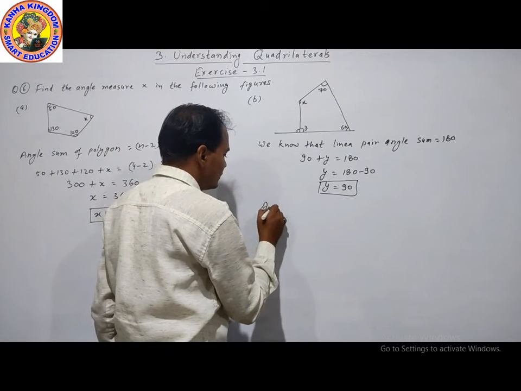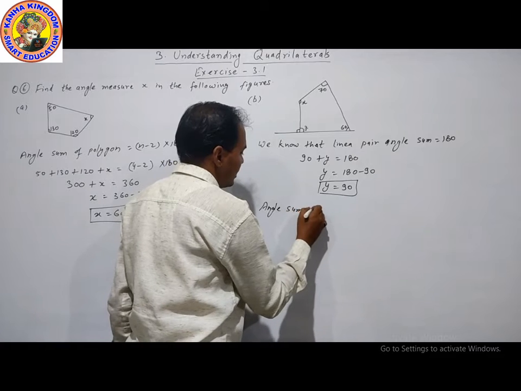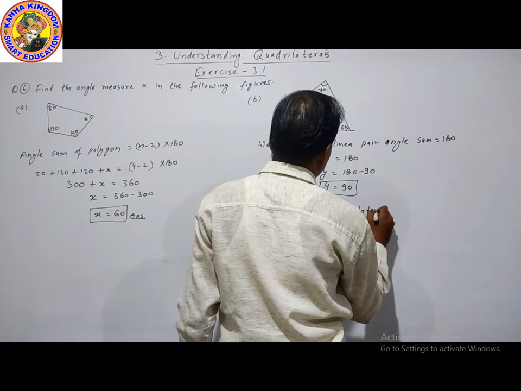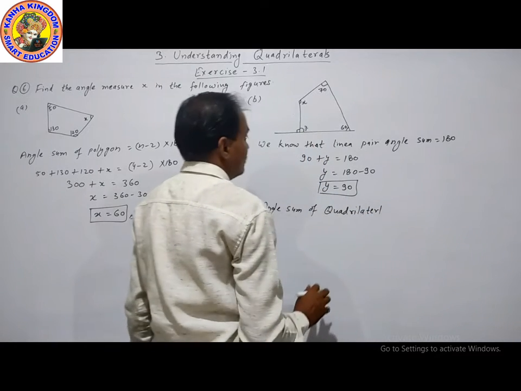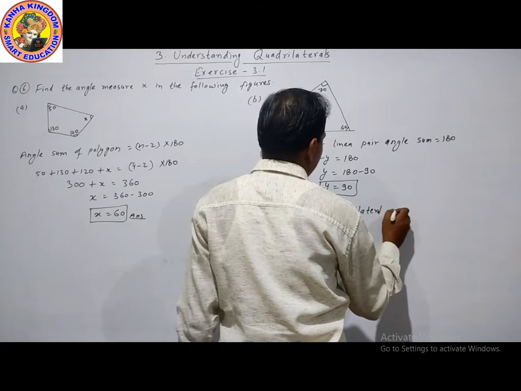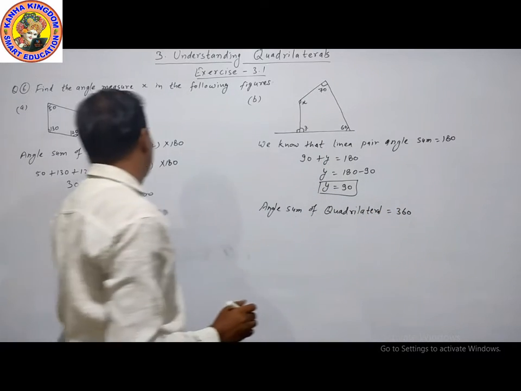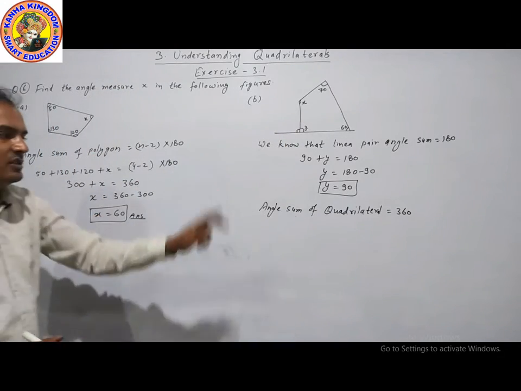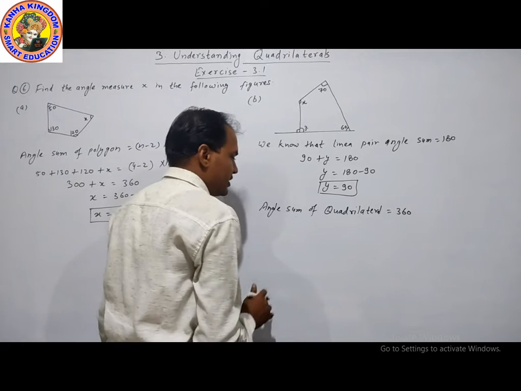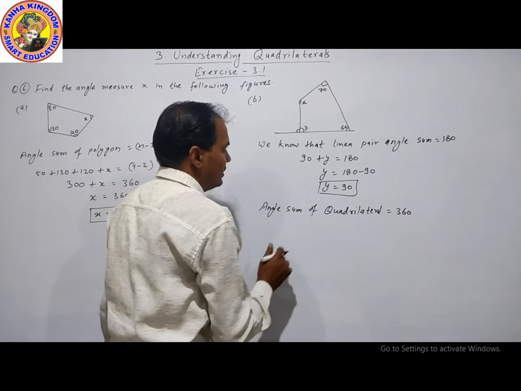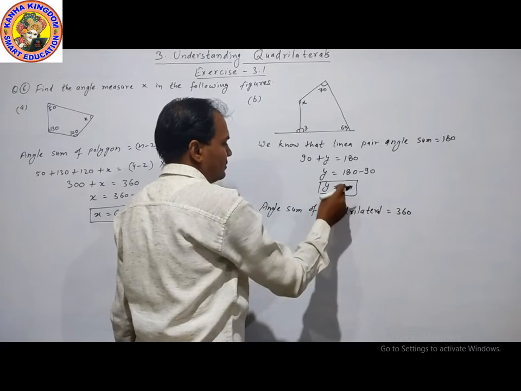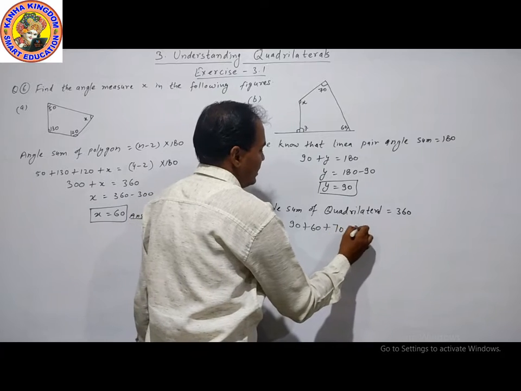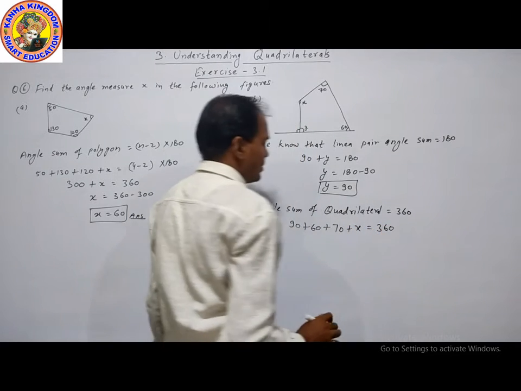Now, angle sum of quadrilateral. Angle sum of quadrilateral is 360. In the previous question, this is a quadrilateral. The angle sum is 360. So angle sum of quadrilateral is 360 degree. Now we will add the angles. First of all, y is 90, 90, 60, 70, x is equal to 360.